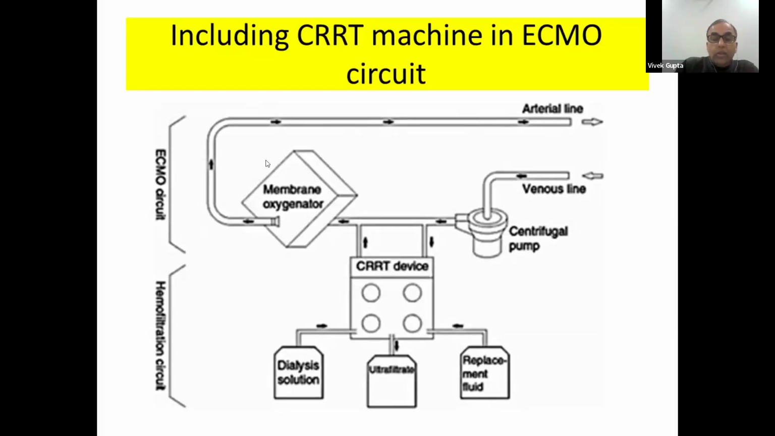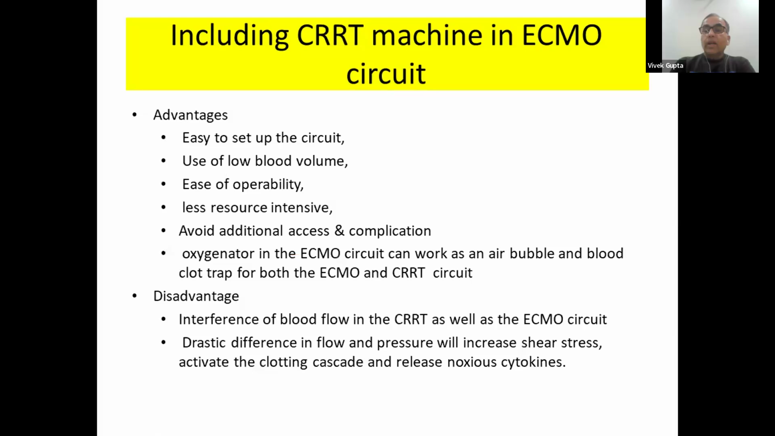The third method is you are integrating both the system. You can see this is our ECMO circuit and you are integrating the CRT device with the ECMO circuit itself. And there you can take the blood from the ECMO circuit itself, and after purification of the blood, it can be returned back to the ECMO circuit itself, and the purified blood will go to the patient. So the advantage, we can easily set up this circuit. We are using a low flow blood volume, hardly 100 ml or 120 ml or 150 ml, and easy to operate. Once you have attached it, you don't need to replace, you don't need to touch the circuit regularly.